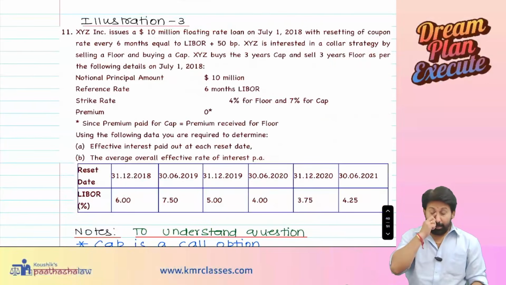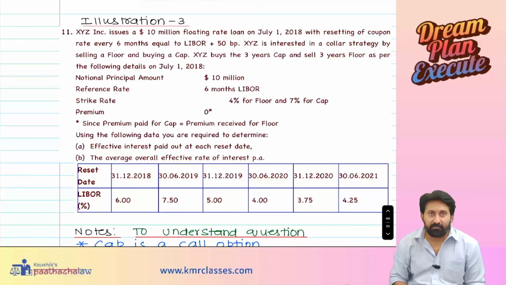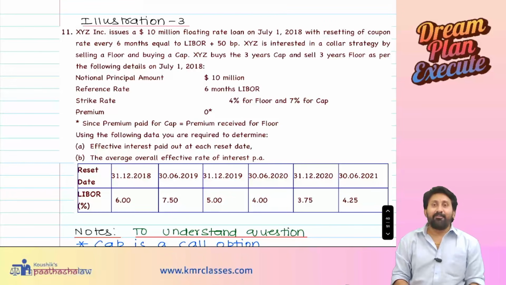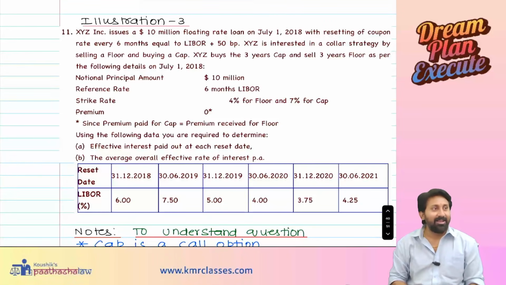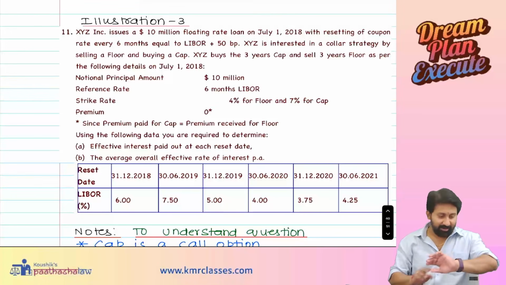So in this case, I will tell you what happened. Whenever you are going for a strike price on floor, floor is a put, and cap is a call. So 4% is the put strike rate, and 7% is the cap strike rate. I'm very sorry for the confusion, I'm reading the numbers wrong. 4% is the floor, 7% is the cap.